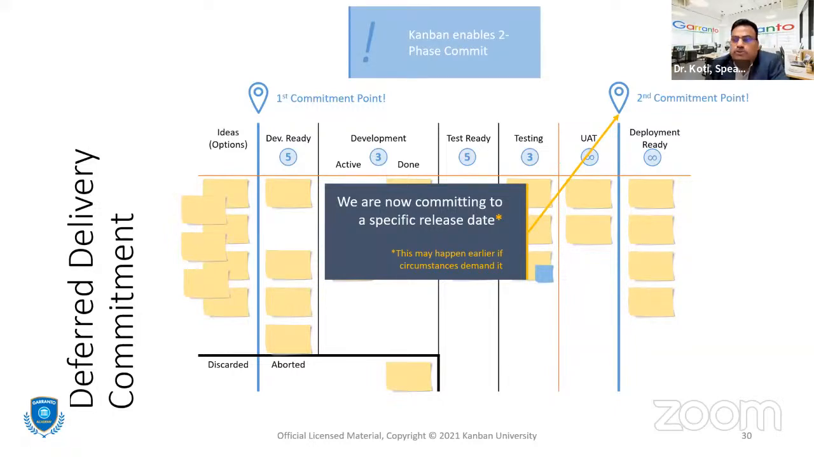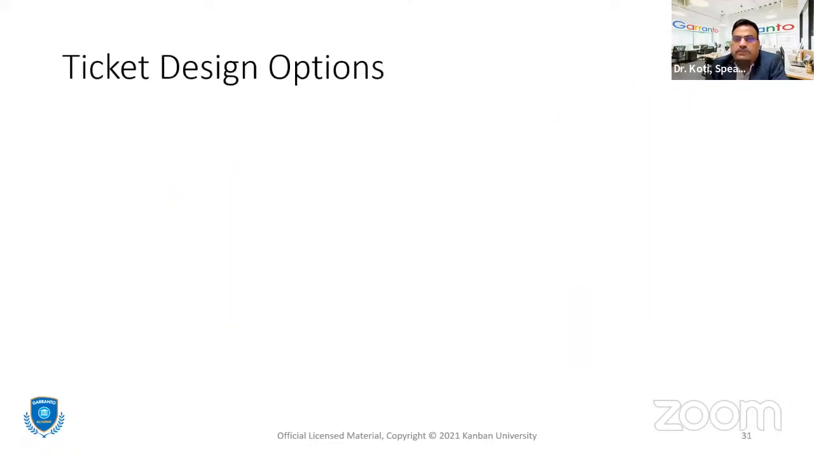So Kanban supports two-phase commitment, so that we are giving more prediction and more forecasting to the customers, not telling them upfront without knowing when we can actually release.